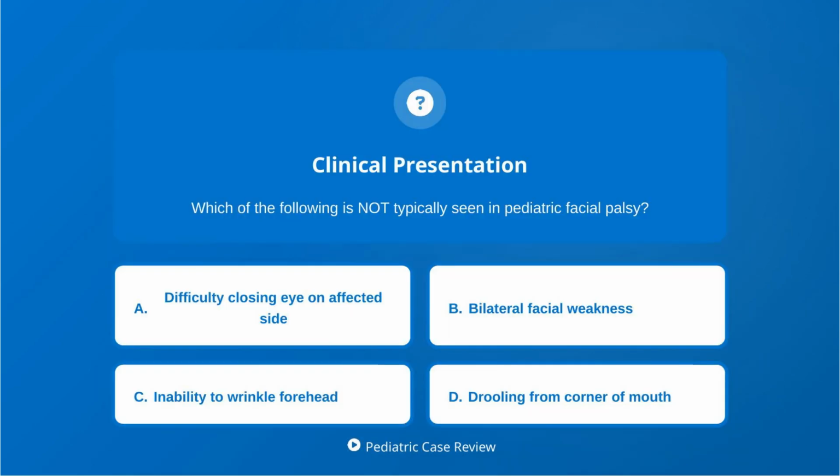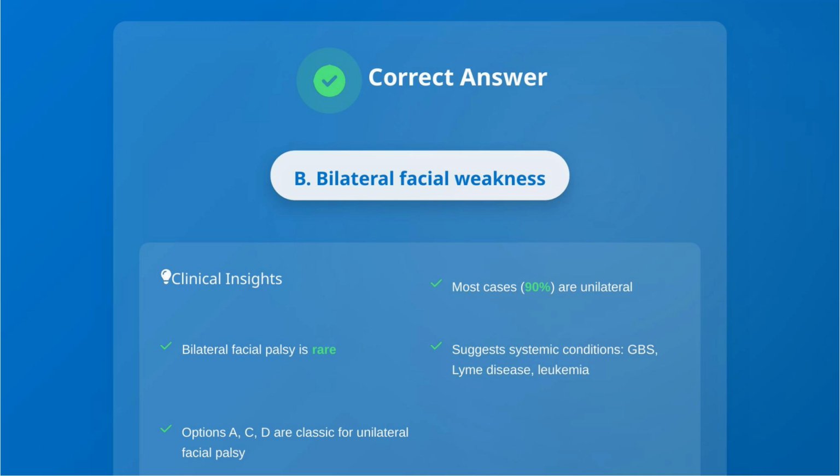Which of the following is not typically seen in pediatric facial palsy? A. Difficulty closing eye on affected side. B. Bilateral facial weakness. C. Inability to wrinkle forehead. D. Drooling from corner of mouth. Consider the typical presentation patterns we see in children with facial nerve dysfunction. The correct answer is B.